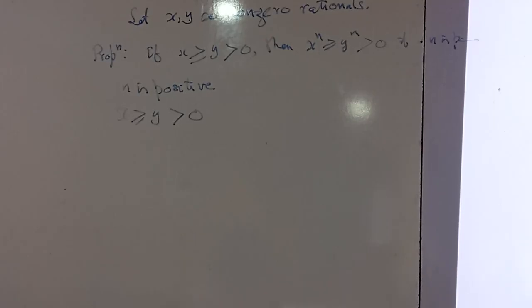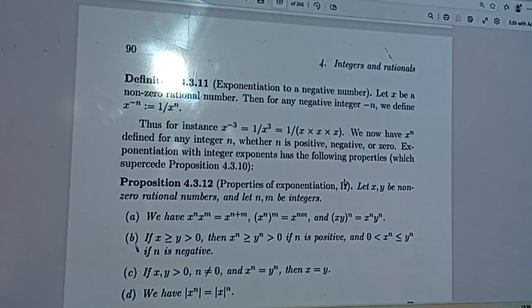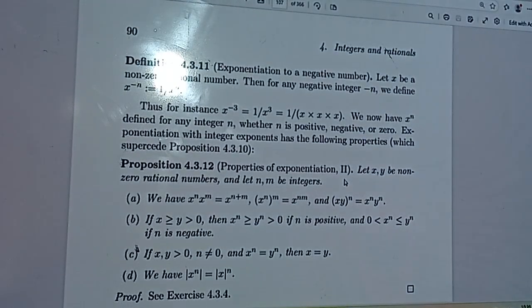Okay, let's go. How about part B, for instance? How should we prove this thing? This is obvious. The absolute value of x to the n is the absolute value of x raised to the power n.